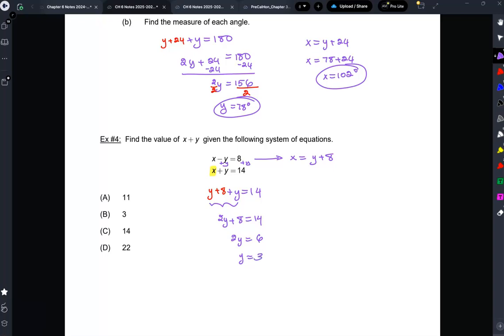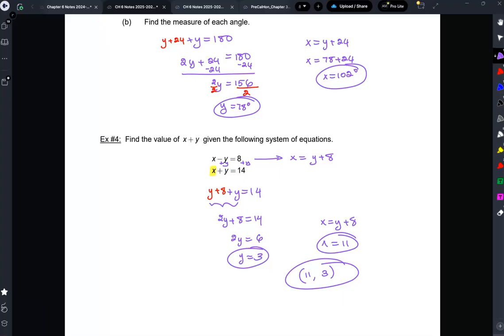So the choices here are not given correctly. I'm just gonna delete the choices because it only gives 1. But then what's x? How much is x? 11. All right. So I write it as 11, comma 3. Okay.